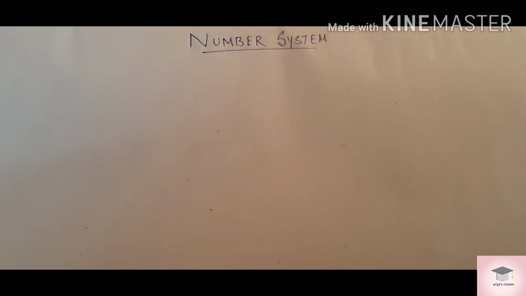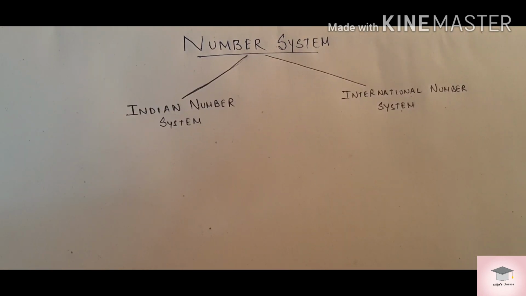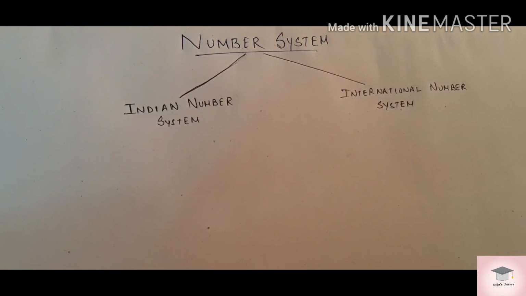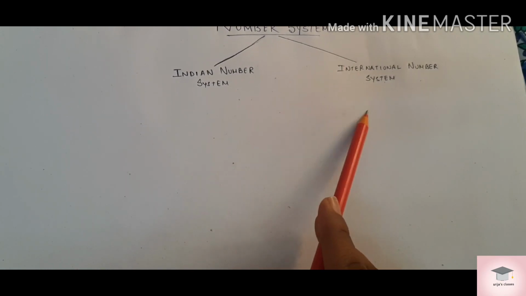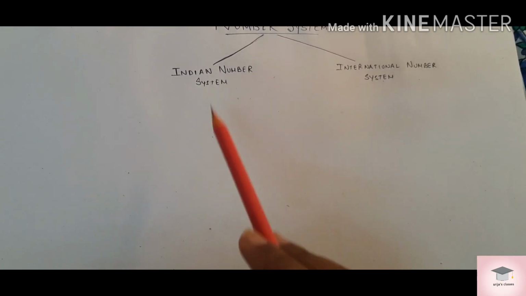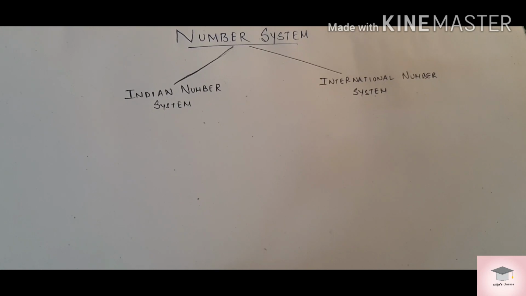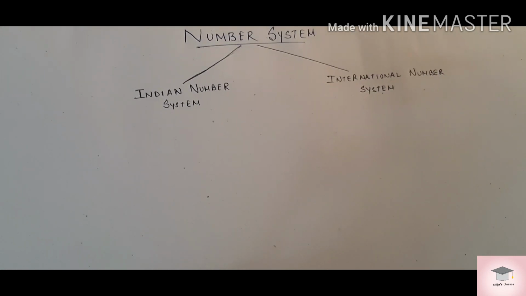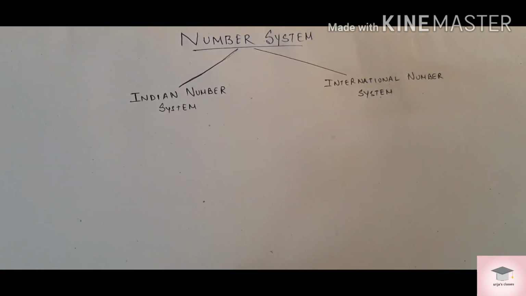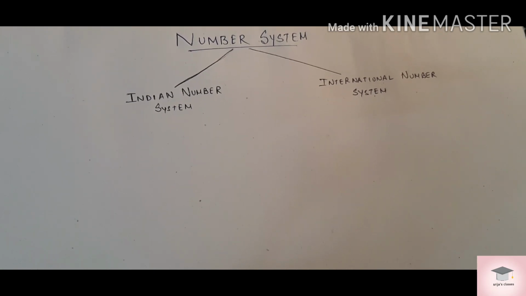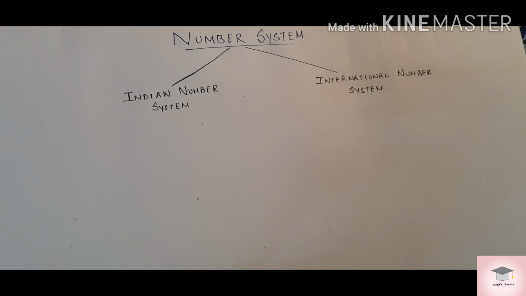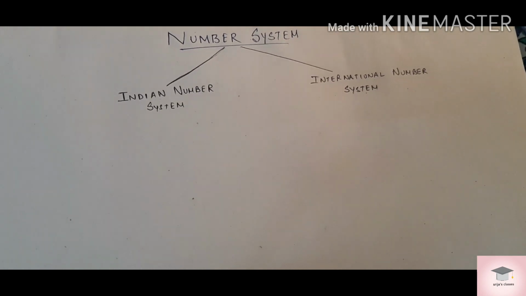Hi students, in this video I will tell you about number systems. The number system that we follow is of two types, Indian number system and the international number system. We have different periods in both the number system. In the Indian number system, we have ones, thousands, lakhs, and crores period. And in the international number system, we have ones, thousands, and millions period.